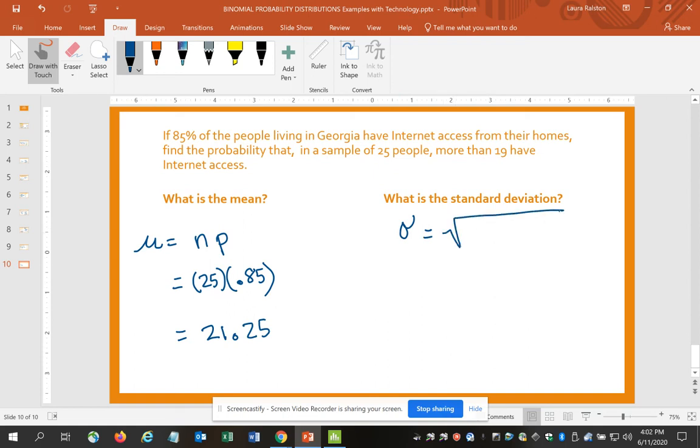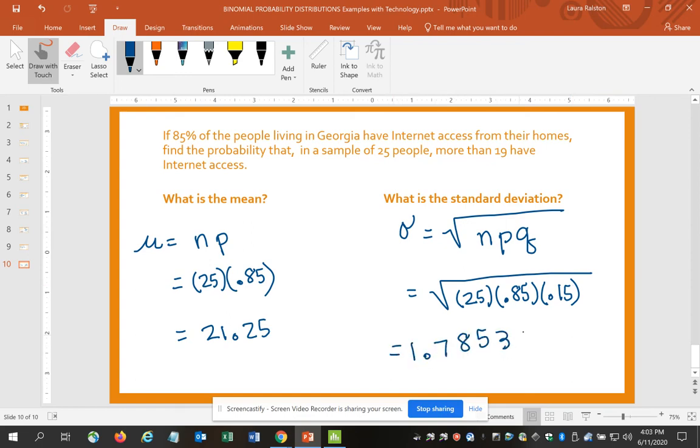My standard deviation is the square root of n times p times q. Again, guys, these are basic calculator calculations. So n is 25, p is 0.85, q is 0.15. So we do the calculations, and we get 1.785357107. Again, rounding to 2 places, that's going to be approximately 1.79. Okay, so there gives you an example and a variety of examples related to the binomial probability distribution and the use of Minitab.